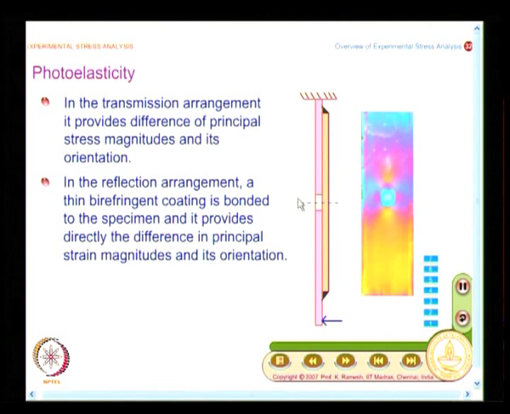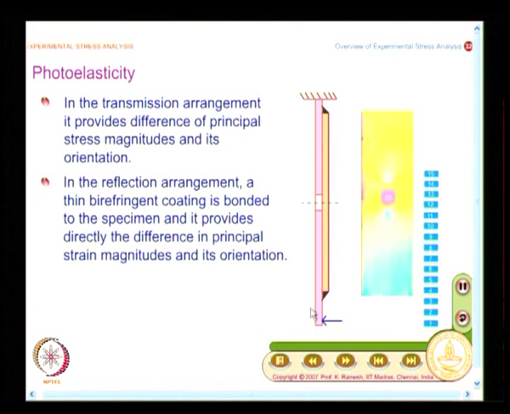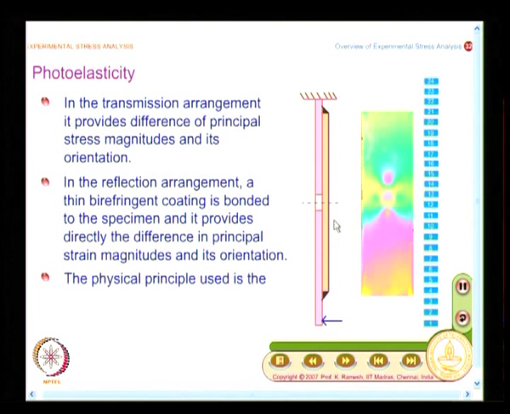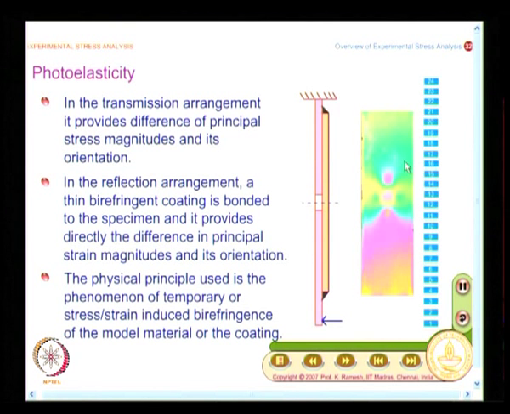And what you have here is, I have a cantilever beam and I have a hole and I put a coating. The coating has the property of stress or strain induced birefringence. So, I can get the fringe patterns like this. So, the basic physics behind photoelasticity is temporary stress or strain induced birefringence. The physical principle used is the phenomenon of temporary birefringence, because it does not stay. Once the stresses are removed, this birefringence effect is also removed.